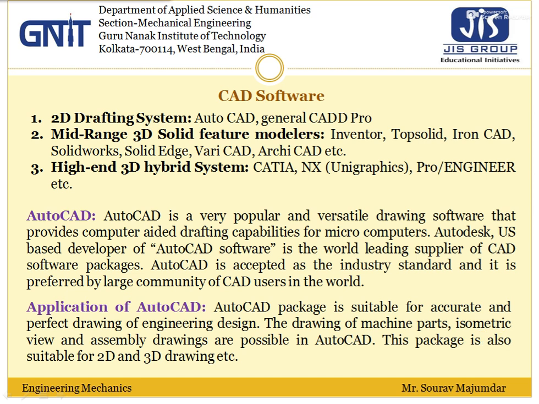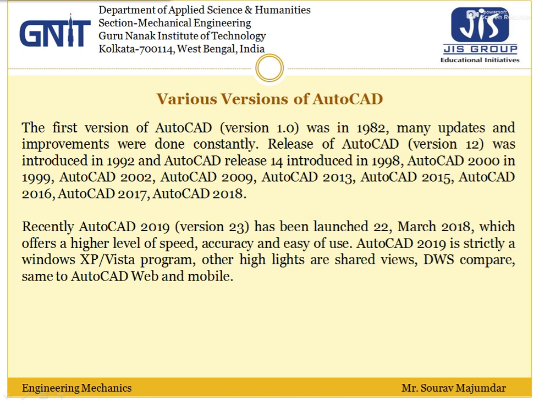Okay, so let us start discussing various versions of AutoCAD. The first version of AutoCAD, version 1.0, was in 1982. Many updates and improvements have been done constantly. Release of AutoCAD version 12 was introduced in 1992 and AutoCAD 14 release was introduced in 1998, then AutoCAD 2000 in 1999, then AutoCAD 2002, 2009, 2013, then 2015, 2016, 17, 18, all these versions are available.